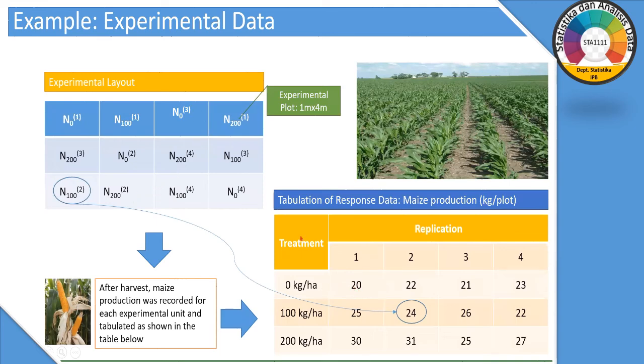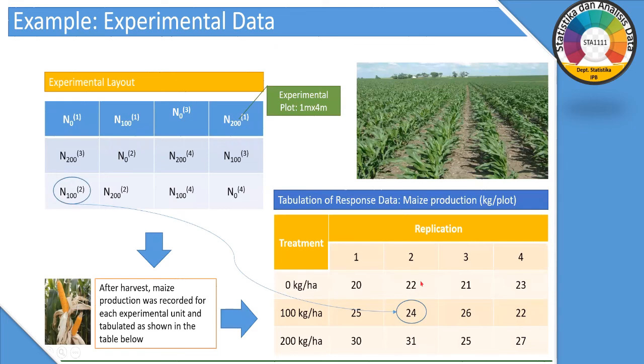On the second one, remember that this summary is different from this layout. So this is a table of summary, right? This is the tabulation of response data. This is the layout, so it is different, right? So after summarizing what you obtain from here, you create this table.